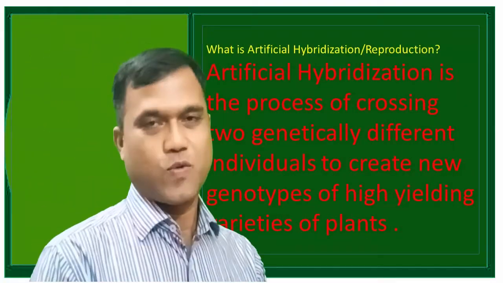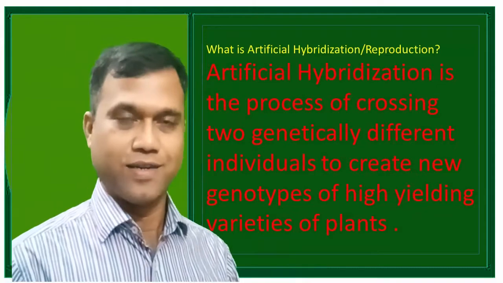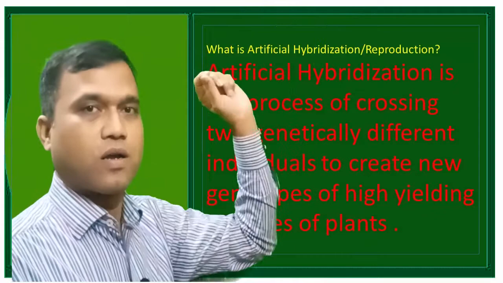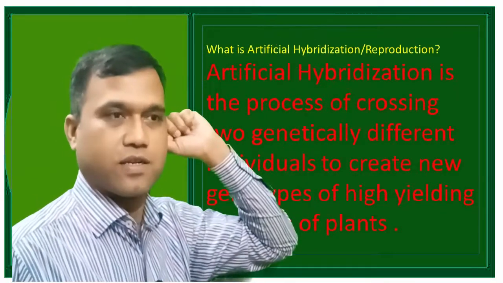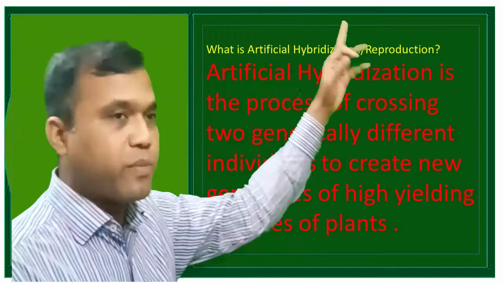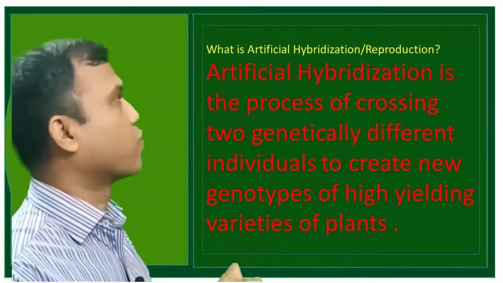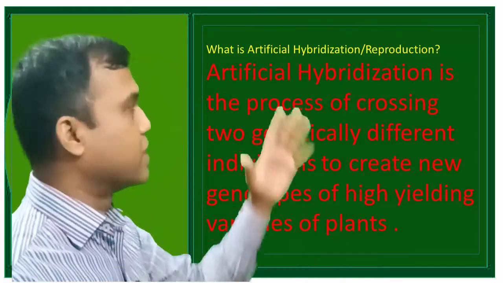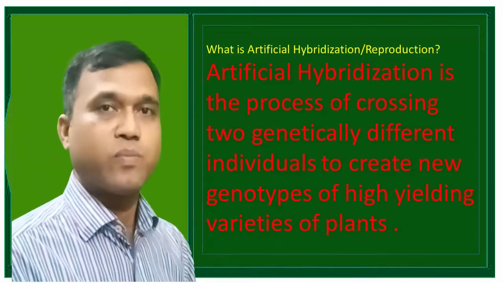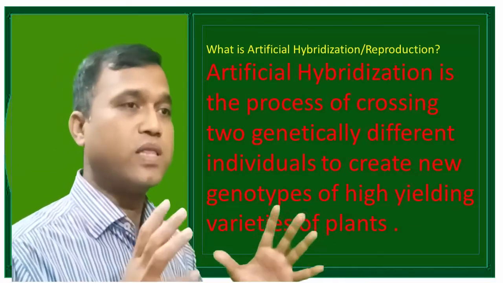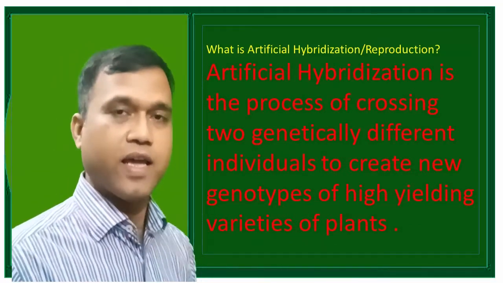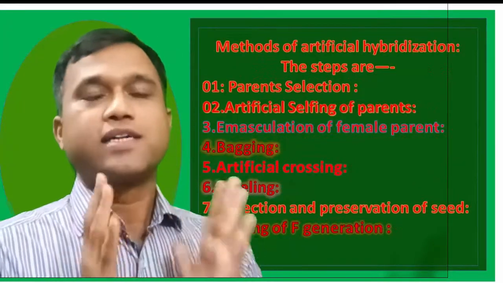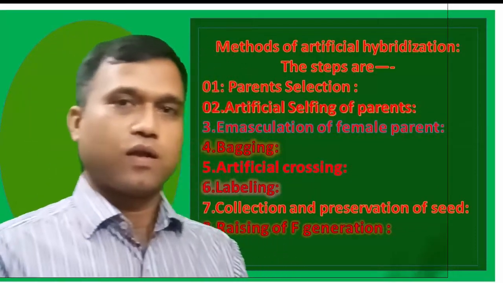In this process, at first we have to learn what artificial reproduction or artificial hybridization is. Artificial hybridization is the process of crossing two genetically different individuals to create new genotypes of high-yielding varieties of plants. So, in this process, we can get a new high-yielding variety. Method of artificial hybridization.